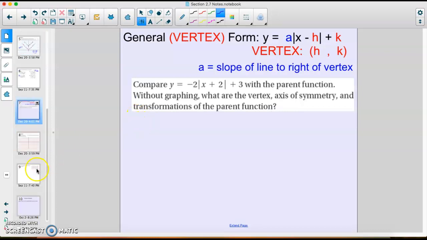Alright, last couple things here, I gotta speed up a little bit. Vertex form, general vertex form. Actually, let's make 2 parts to this video just so that I can make sure I get it all in.